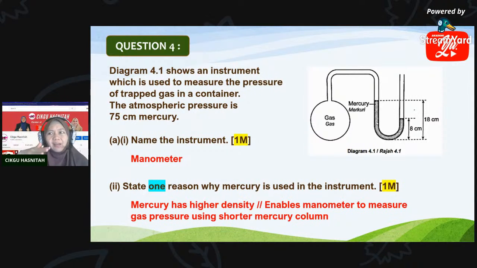Very difficult, right? So that's why we are using mercury, because for mercury, 1 atm is only 75 centimeter mercury. That means you only need a 75 centimeter long column. So the column will be shorter and portable, easy to be moved from one location to another. So this is the reason: it enables the manometer to measure gas pressure using a shorter mercury column.